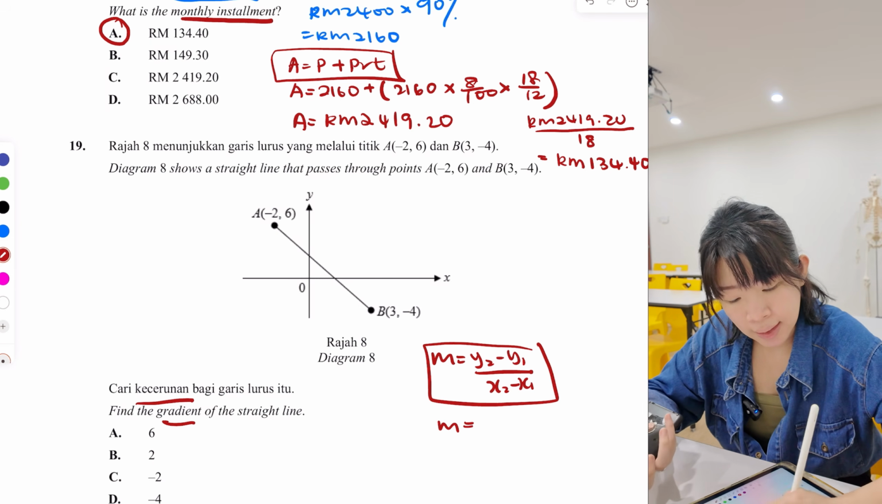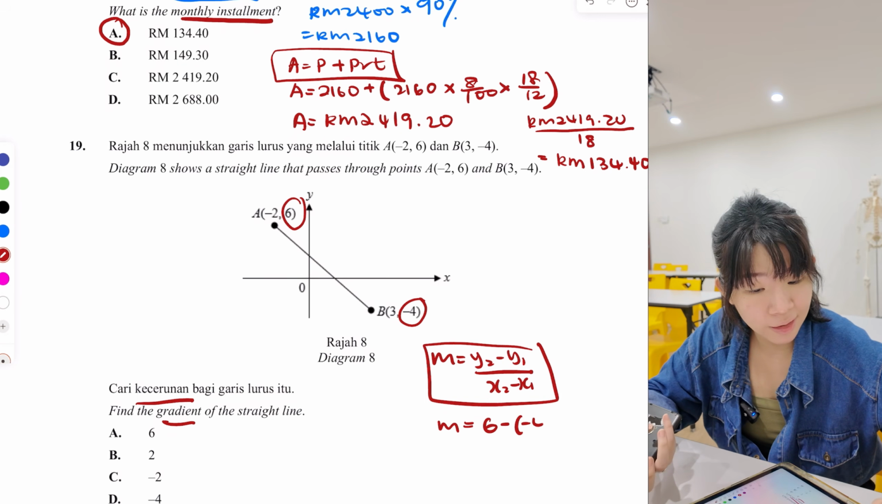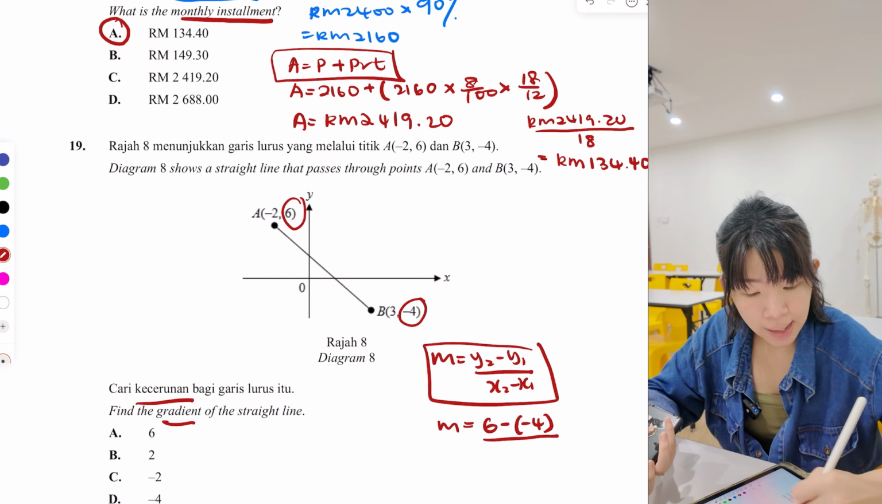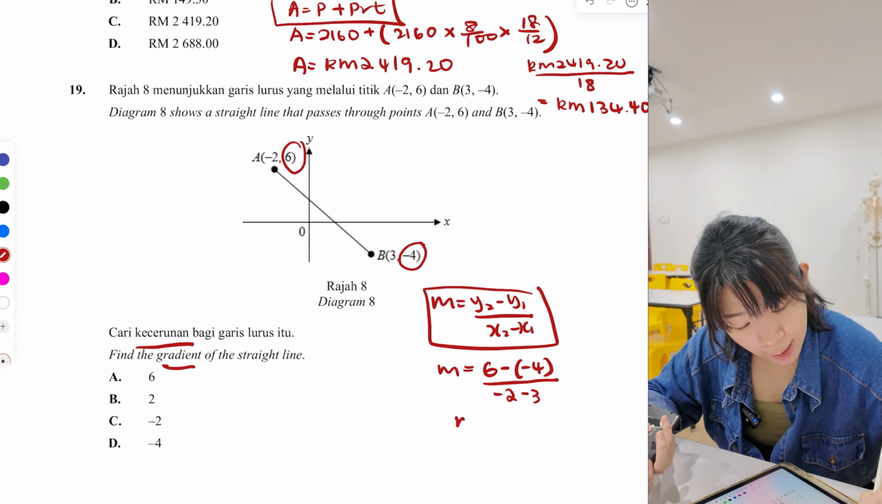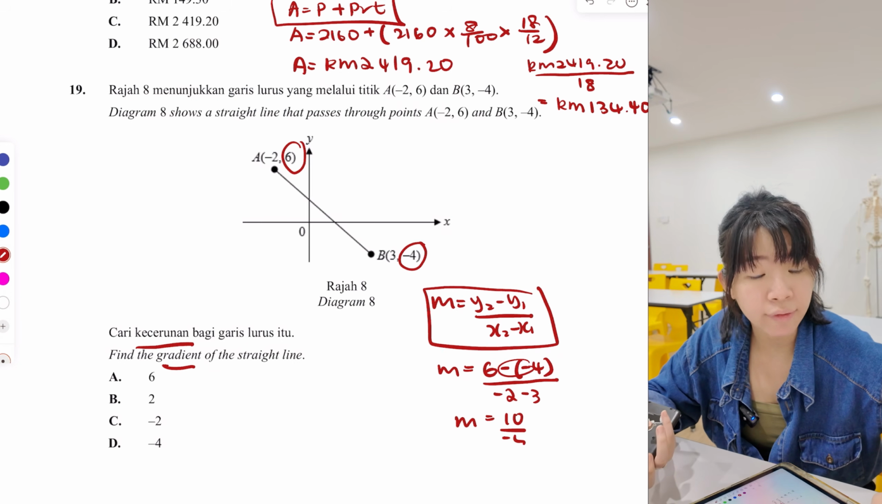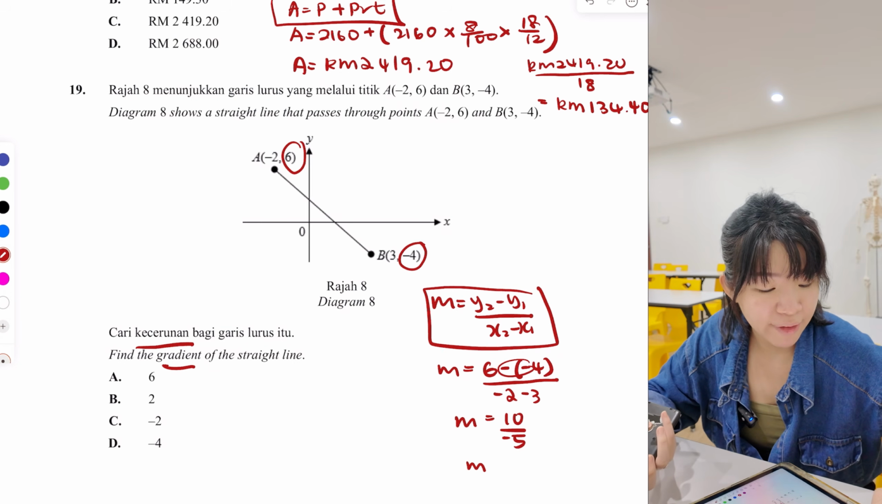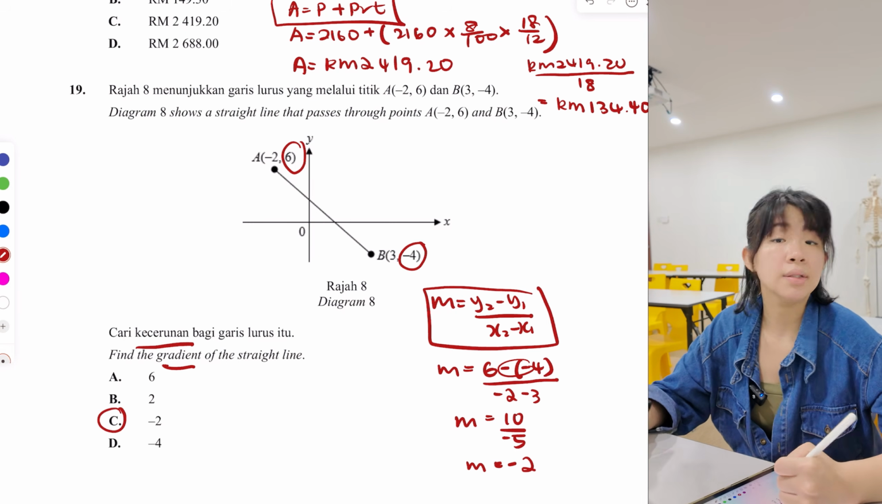Alright, so y minus y, 6 minus, make sure you put bracket, negative 4, over x minus x, negative 2 minus 3. So m equals, negative, negative become positive. So this is 10 over negative 5. So simplified it, it is negative 2. Okay, so the gradient, C.